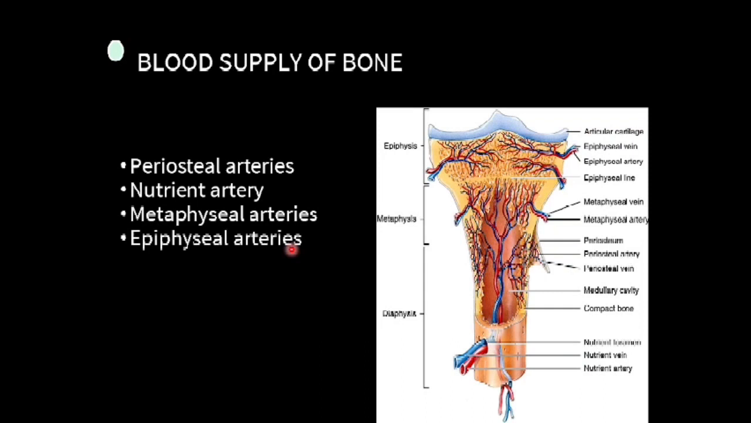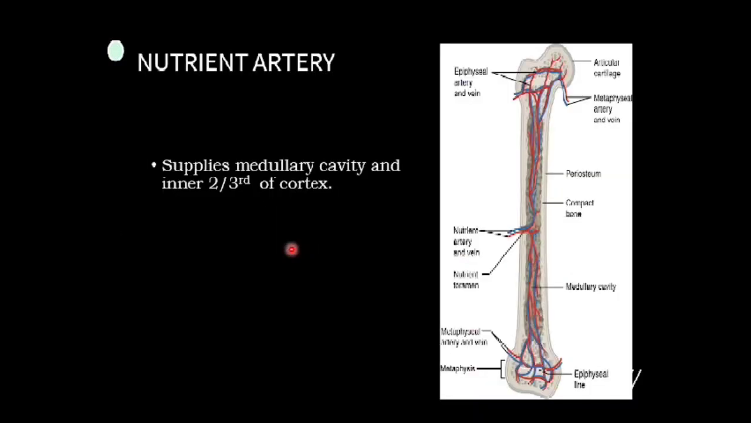Now we'll see the blood supply of bone. The bone is basically supplied by the periosteal arteries, the nutrient arteries, the juxtaepiphyseal or metaphyseal arteries, and the epiphyseal arteries. First we'll see the nutrient artery. The nutrient artery supplies the bone marrow, that is the medullary cavity, and the inner two-thirds of the cortex. That means the inner two-thirds of the compact part of the diaphysis.